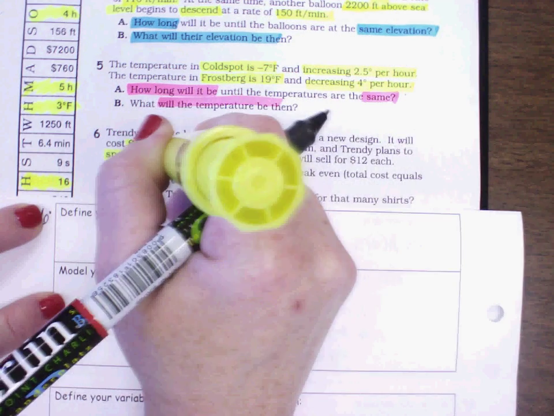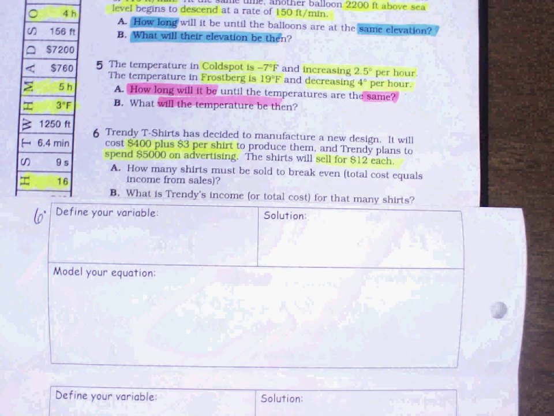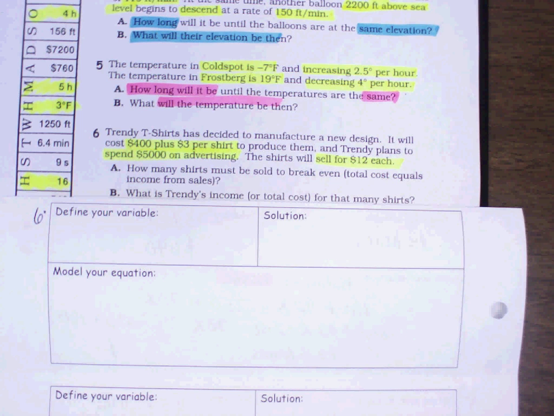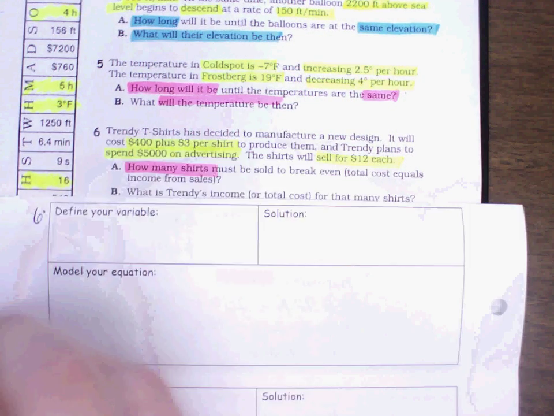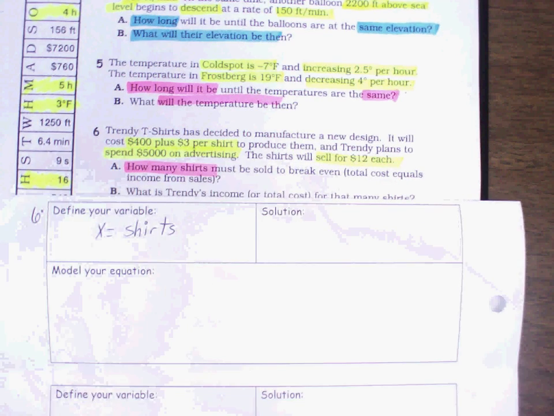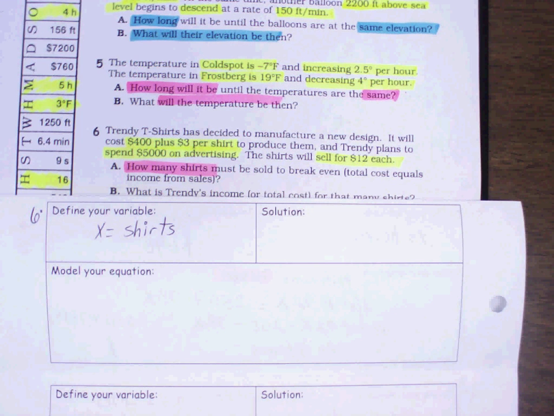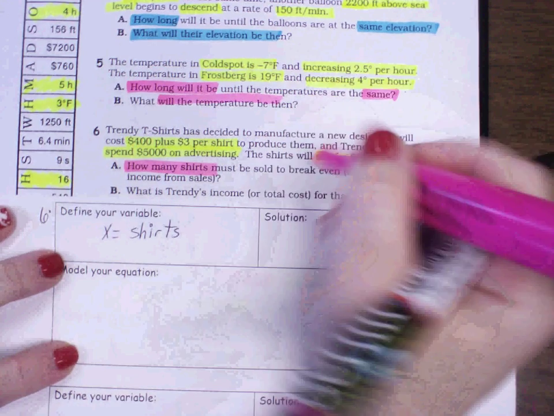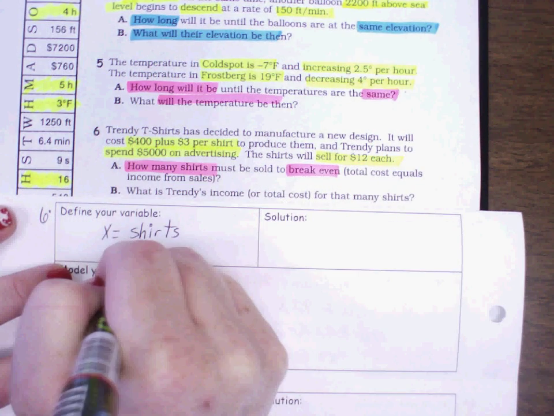Trendy T-Shirts has decided to manufacture a new design. It will cost $400 plus 3 per shirt to purchase them. And Trendy plans to spend $5,000 on advertisements. The shirts will sell for $12. So look at my question. How many shirts? So what's X? There you go. If you don't know what X is, it's always in the question. Look for X in the question.